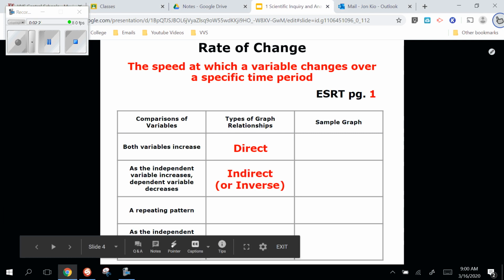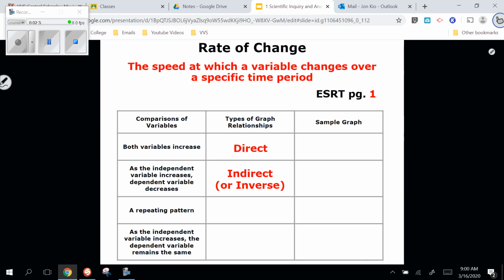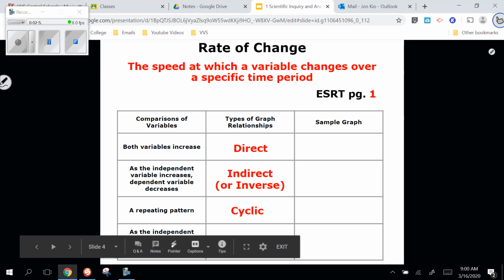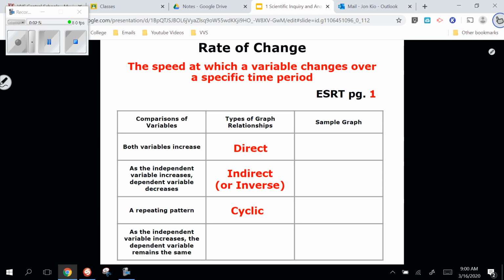All right, next is our indirect, or inverse. Now we got, as the independent variable increases, the dependent variable decreases. All right, remember, independent is your x, dependent is your y. So when you look at it, you're going to see a negative slope. Next, it's got a repeating pattern, cyclic. As x increases, y increases, then decreases. It's going to look like this. And then finally, your static or your constant graph, where you have a horizontal line.